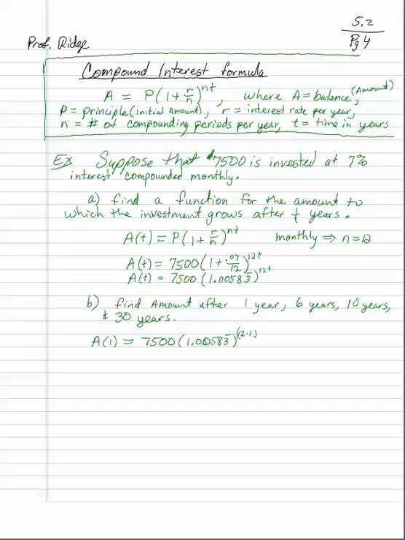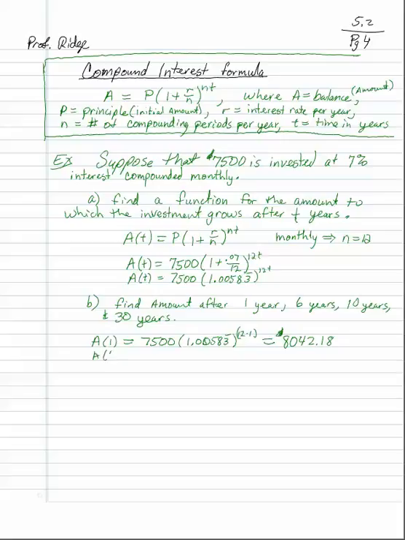You need to punch that in your calculator and work that out. So it's 7,500 times 1.00583333, put in as many threes as fit in your calculator, and raise that to the 12th power. And so you'll have $8,042.18 after 1 year. So you got $542 in interest.